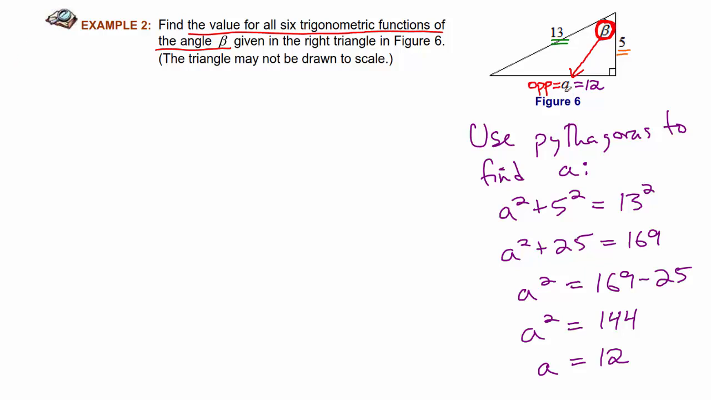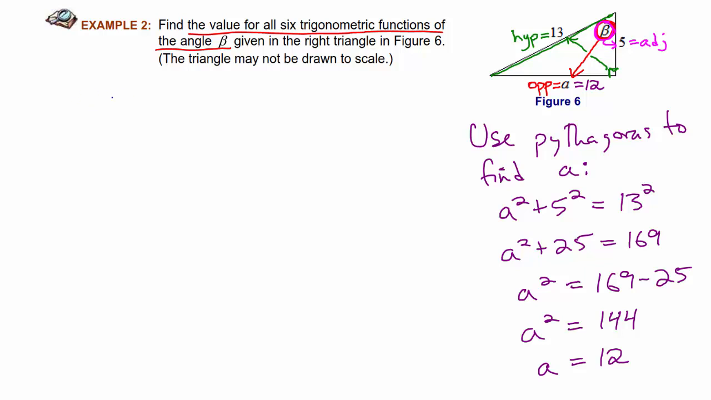This is opposite of angle beta. And then, again, standing at angle beta, when we look into the triangle, the other side here, 5, is next to the angle beta, so we could call this the adjacent side. And always in our right triangle, the side opposite the right angle, this side here, is always the hypotenuse. So we can label it that way. And now we're prepared to find the value of all 6 trig functions for angle beta.